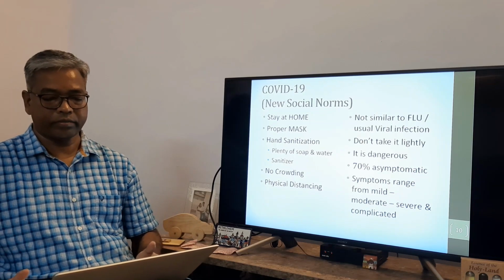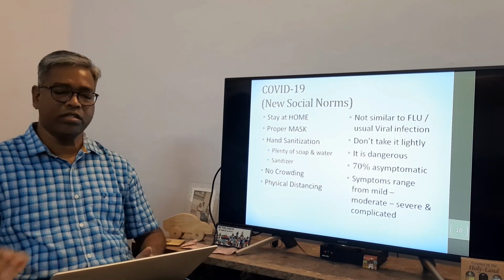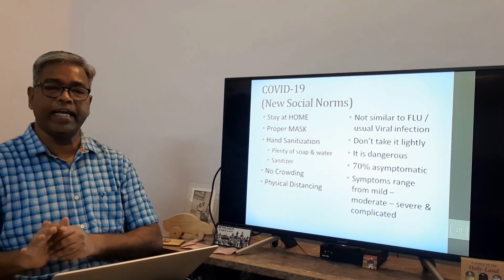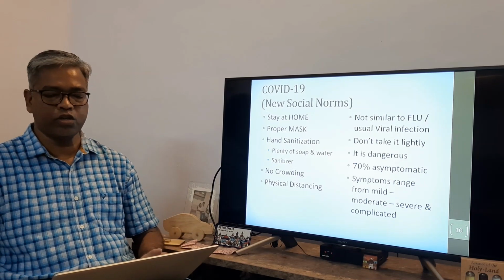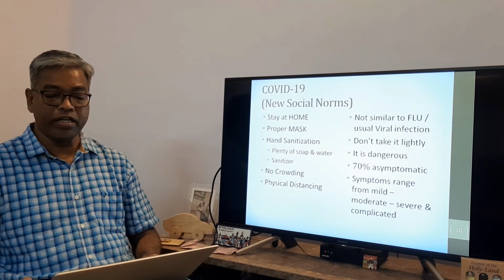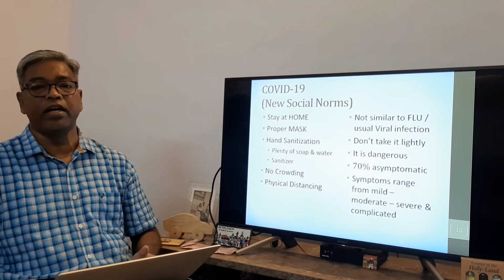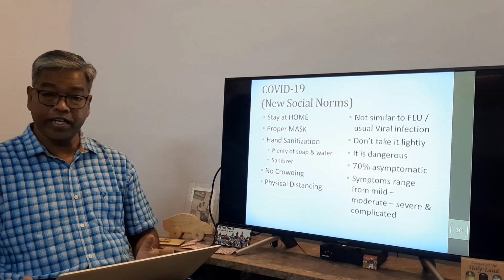And this COVID-19 is not like flu or the common cold. Many people say, okay, this is very common and this will just go off. So it's not similar to flu or the usual viral infection that we get. It has to be taken very seriously. Don't take it lightly. It is very dangerous.